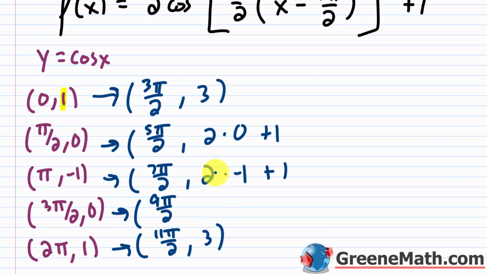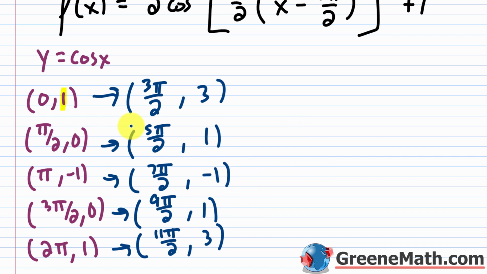You can just do that now. 2 times 0 is 0, plus 1 is 1. So let's say this is 1, and then this right here would be 1 as well. 2 times -1 is -2, and -2 plus 1 is -1. So this is what we want here.